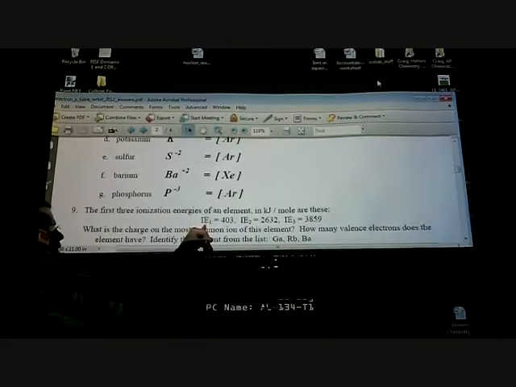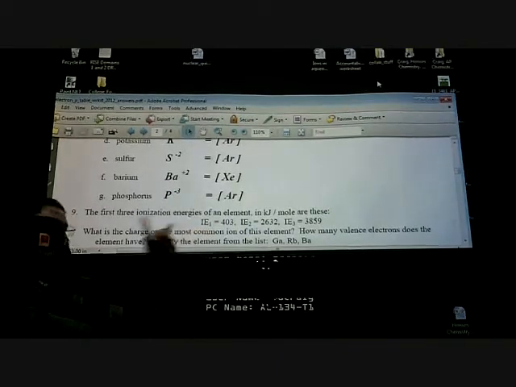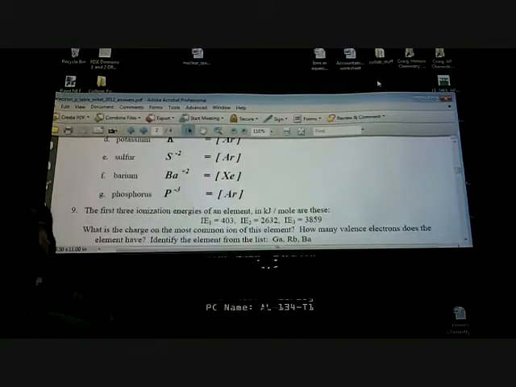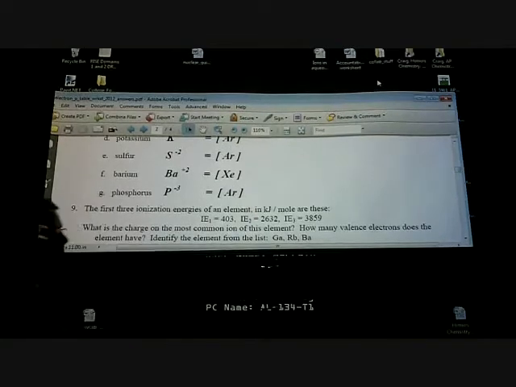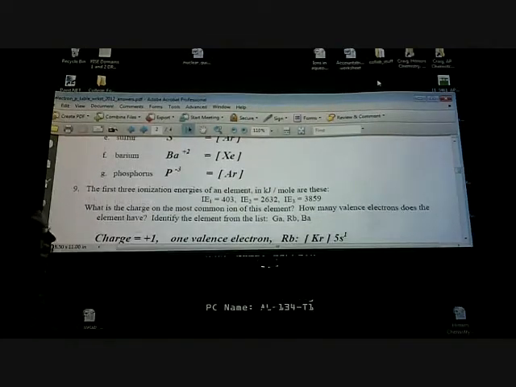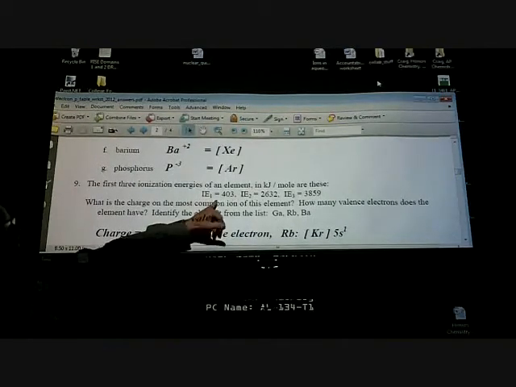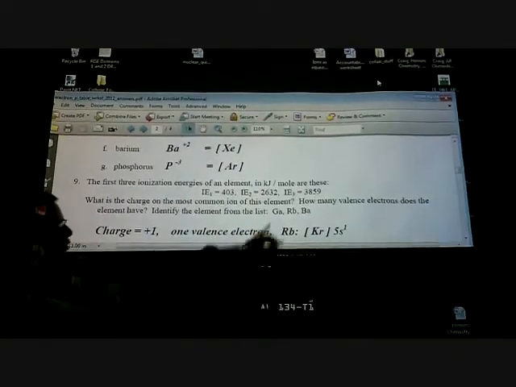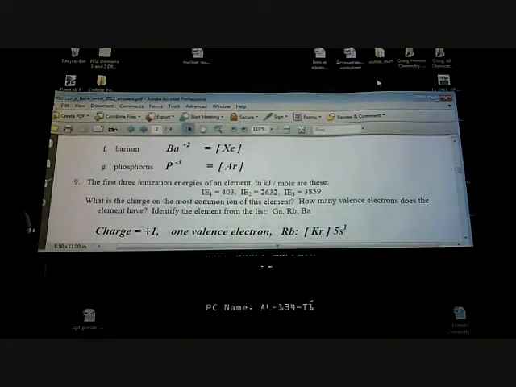Since one electron's easy to remove, that element comes from which group? 1A. If two electrons are easy to remove, it comes from group 2A. And I won't go any higher than 3A. So since it's easy to remove one electron, we're going to take one electron away. This is the only element in group 1A, which is rubidium.